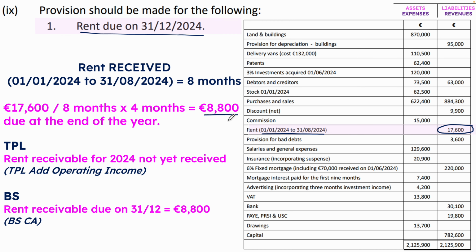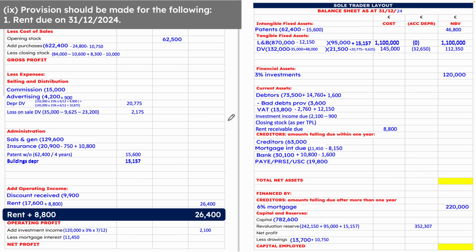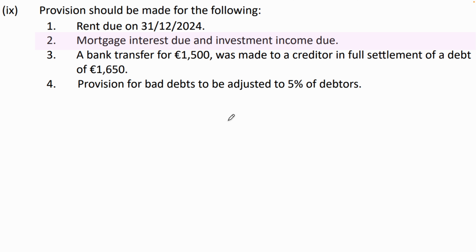And then in the balance sheet, you're going to have rent receivable due at the end of the year. That's going to be 8,800, and that is going to go into balance sheet current assets. So rent, we're going to add 8,800 here, and that's 26,400 in the operating income. And then in the current assets, you've got rent receivable due, 8,800 euro. And that is part 1 done.